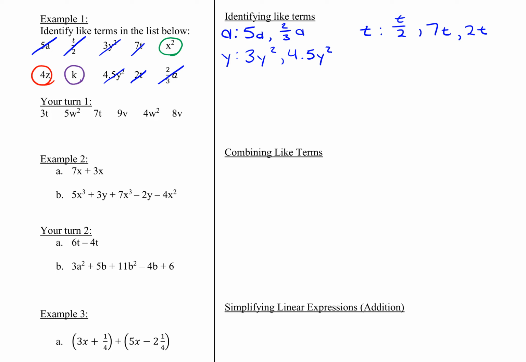Okay, so you should have had a chance to work on the your turn 1 problem. So let's look and see what like terms we have. For our t terms, we have 3t and 7t. We also have terms that have a w in them. We have 5w squared and 4w squared. And then we have some v terms, 9v and 8v. So good. We have sorted out our like terms.